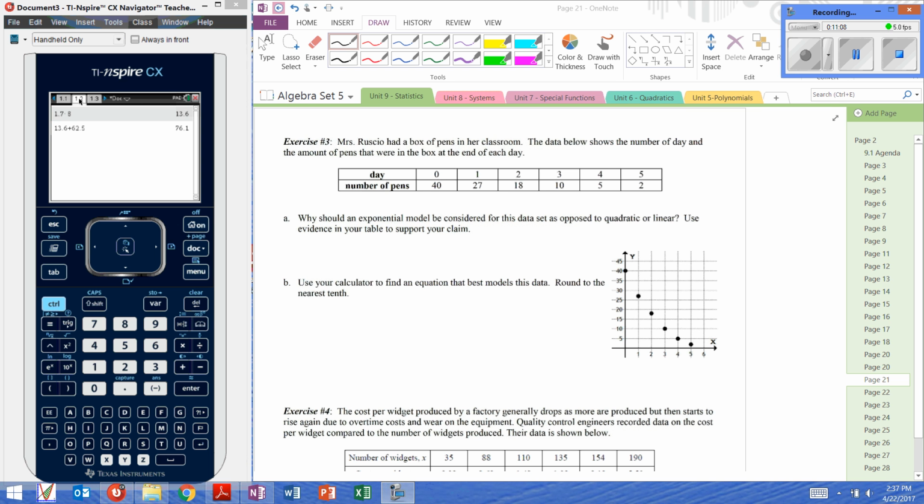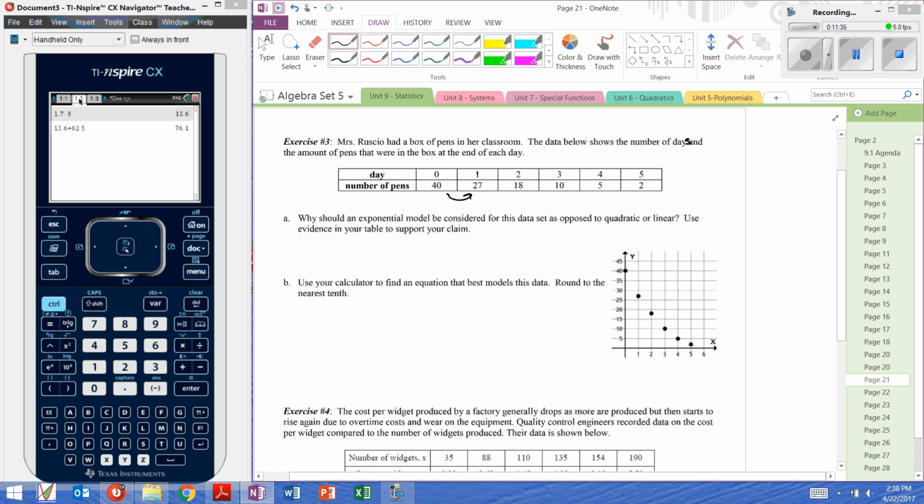In exercise 3, Mrs. Ruscio had a box of pens in her classroom, and the data below shows the number of days and the amount of pens that were in the box at the end of each day. So at the beginning, there were 40 pens. Then after the first day, there were 27. Then after the second day, and so on and so forth. So you can see that the data is decreasing. Let's see if we can figure out a pattern.